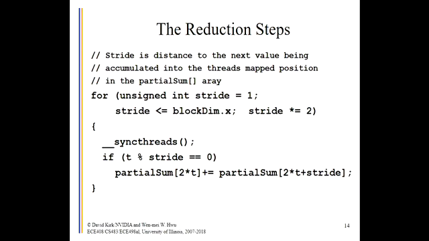I see a question. Oh, I was just wondering, you said if there are 1,024 threads, the last operation would be adding 512 to 0. Yeah. So why does stride have to be less than block dim? No. So basically, the last stride is going to be 512 away, right? So that's why this is less than or equal to the block dim.